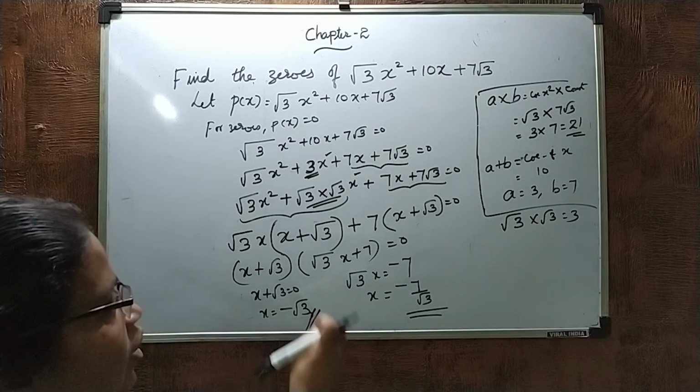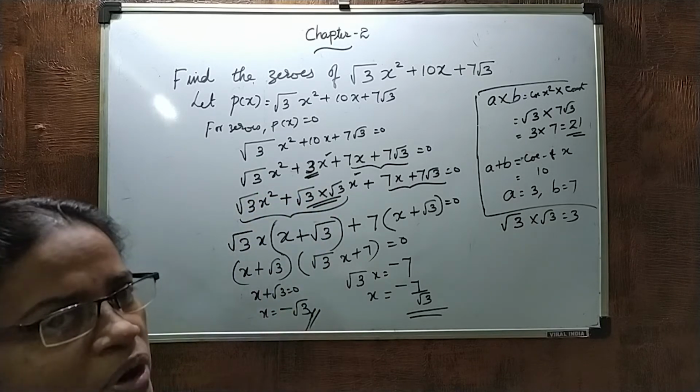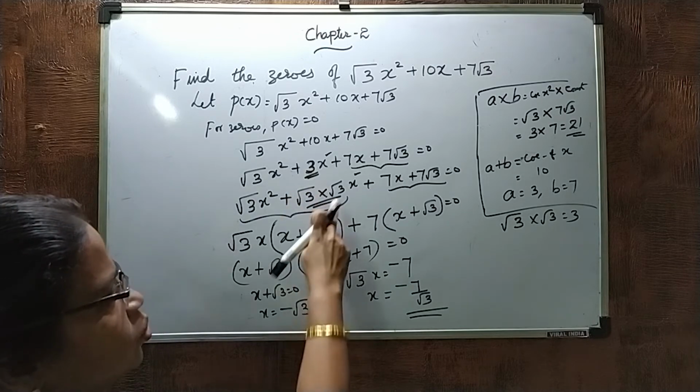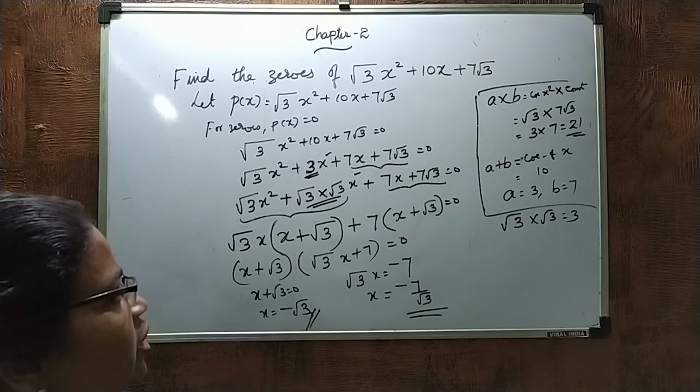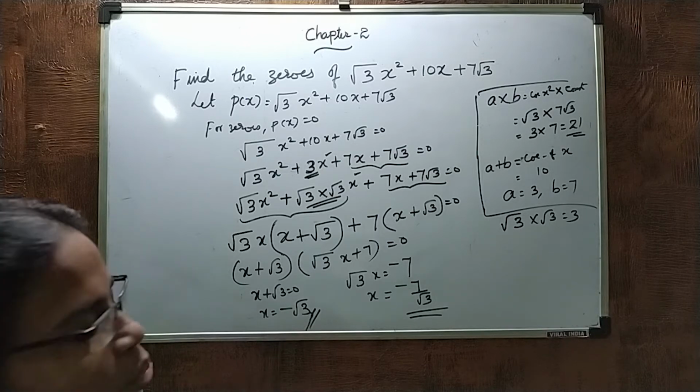The confusion you will have only here, where root 3 and 3 are there. How will you take the common outside? So make it as root 3 into root 3, then take root 3 outside. You will get this answer like this. Now I will pass to the division algorithm.